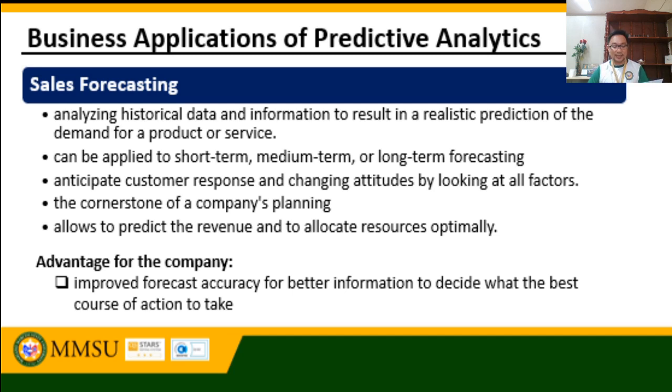So, the results of these studies are improved forecast accuracy, which means better information to decide what is the best course of action. Okay, so yon yung advantage for the company. They will have improved forecast accuracy for better information to decide what is the best course of action to take.